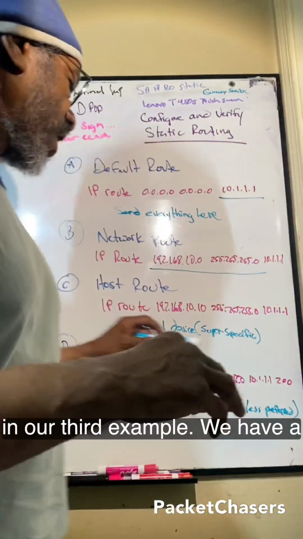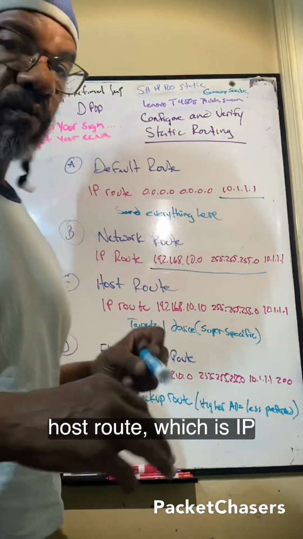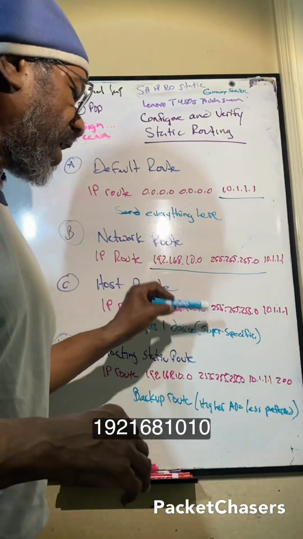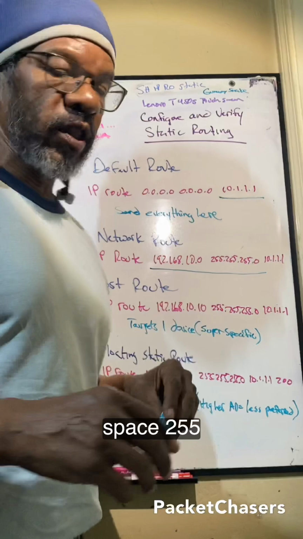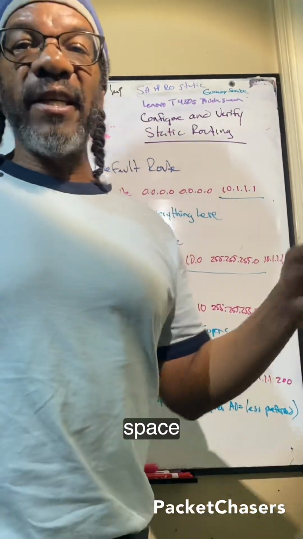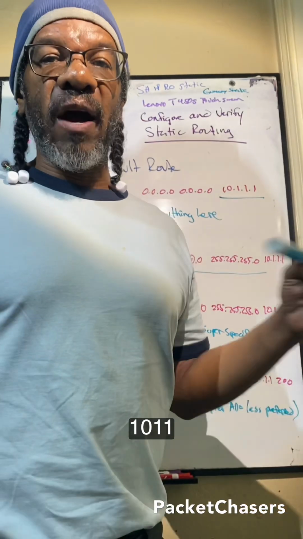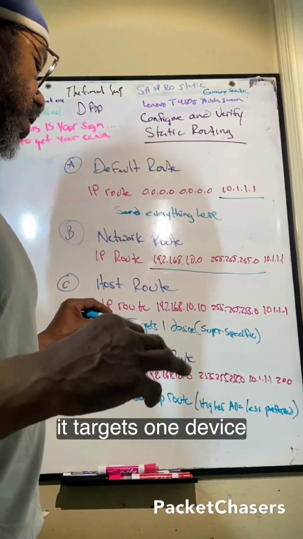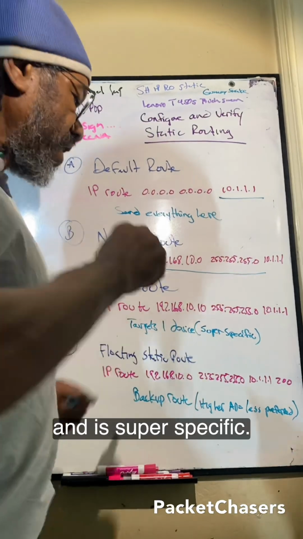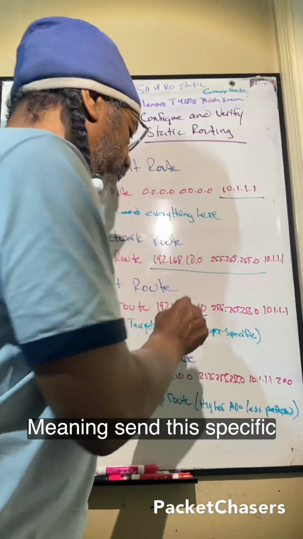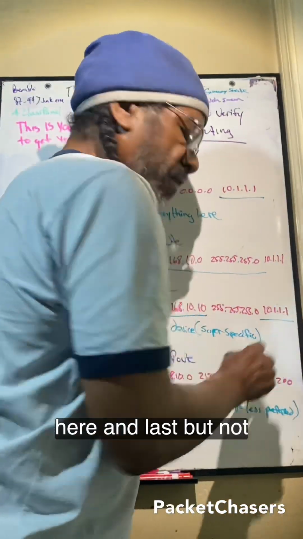In our third example, we have a host route, which is ip route 192.168.10.10 255.255.255.0 10.1.1.1. What that means is it targets one device and is super specific, meaning send this specific IP address here.